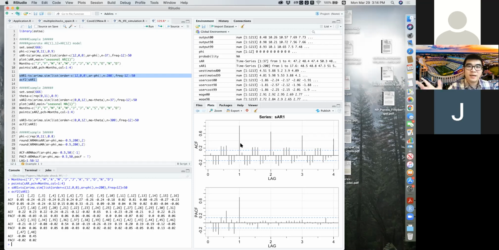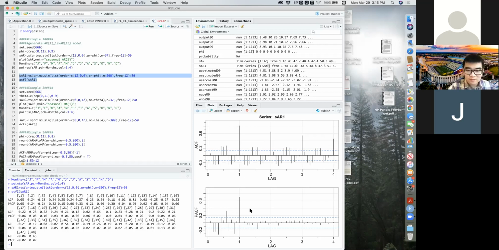Recall the ACF plot of a pure AR1 model. If it is a pure AR1 model, then the ACF plot tails off. But here it is different. It tails off at every 12 periods, right? It tails off at 12, at 24, at 36, at 48. All right, and now let's see what the PACF plot is.